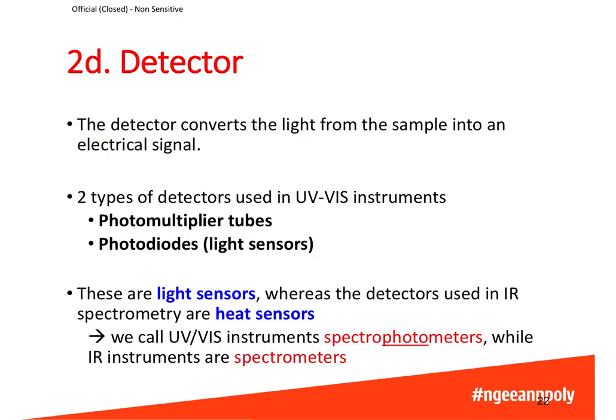After the light passes through the sample, it then reaches the detector, which will convert the light into an electrical signal. There are two types of detectors that are often used in UV visible instruments: photomultiplier tubes and photodiodes. Just a fun fact, since these are light sensors compared to heat sensors, which are used in infrared spectrometry, we call UV visible instruments spectrophotometers. So photo means light, while infrared instruments are called spectrometers since the sensors are not really detecting light.